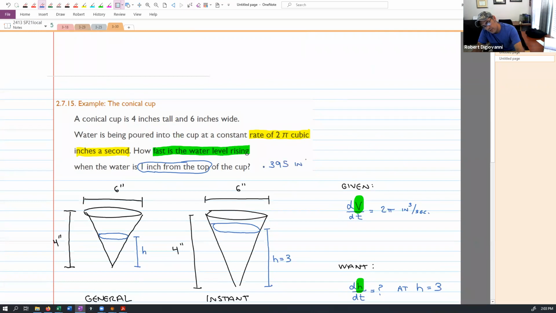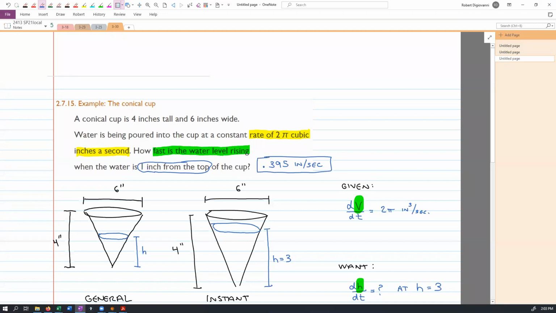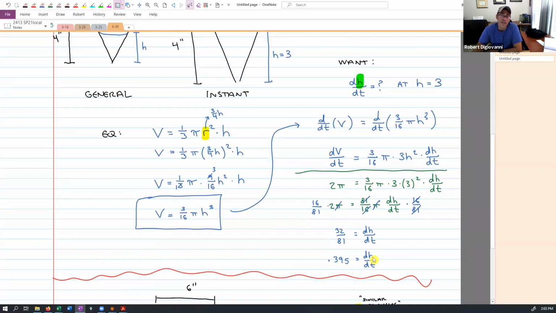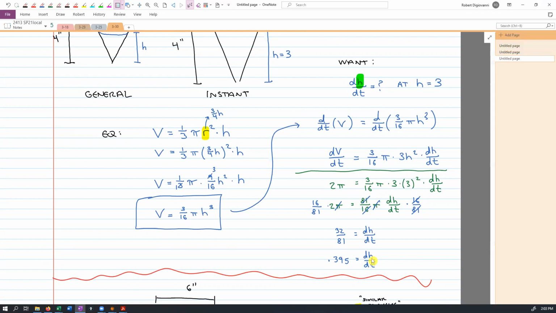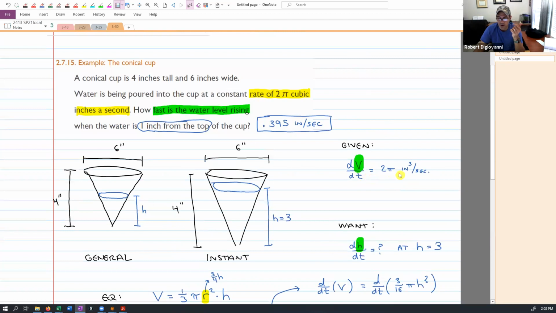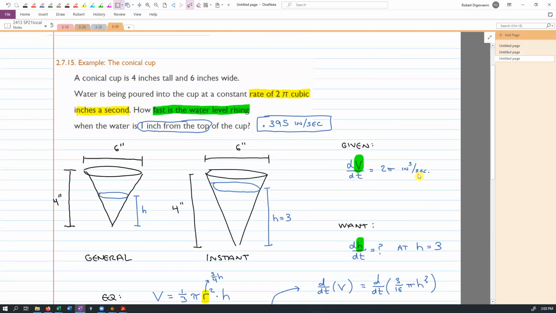0.395 inches per second. Is it not cubic inches? No, because h is a measurement of the height, right? And height would be measured in inches. Okay. It would only be cubic inches if we were looking for the rate of change in volume. But that we actually were given. The rate of change of volume was 2 pi cubic inches per second. Gotcha. Yeah. Got it? Yes, sir.